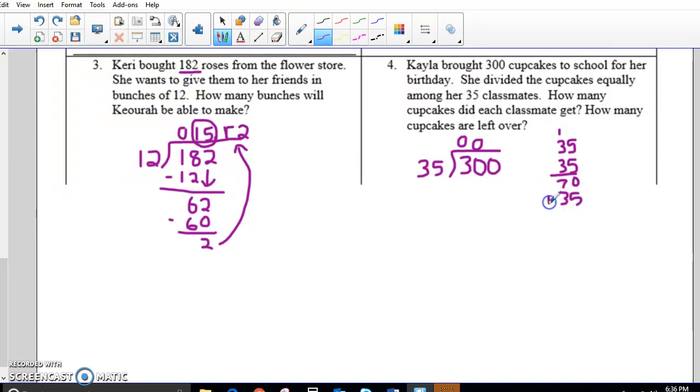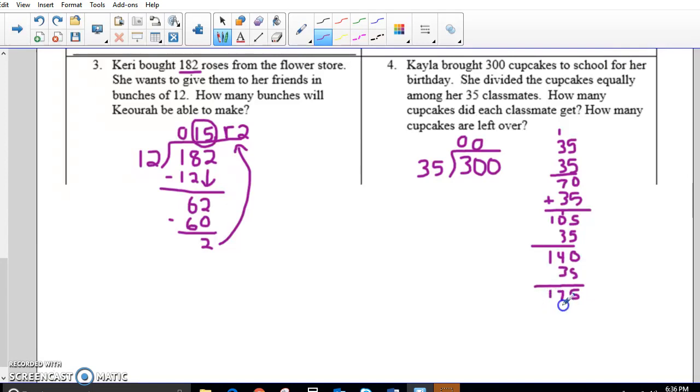If we add another 35, we get 5 over here, we get 10 over here. We're getting closer, but we can still get closer to 300, right? Can add another 35 over here. 5 plus 5 is 10. I add that over here. I get 4, so I have 140. I bet I can get closer to 300. I'm going to add another 35. I get 175. I can get closer.